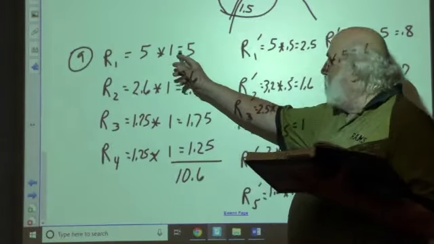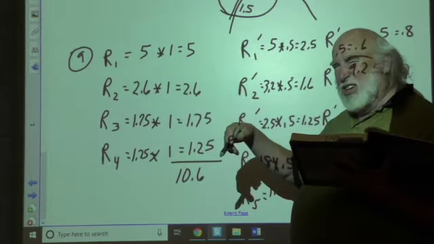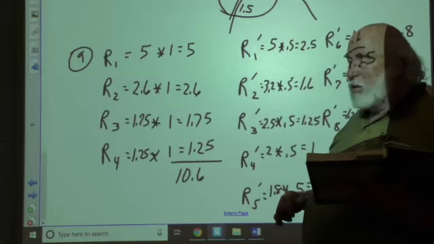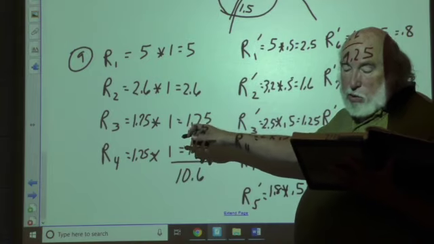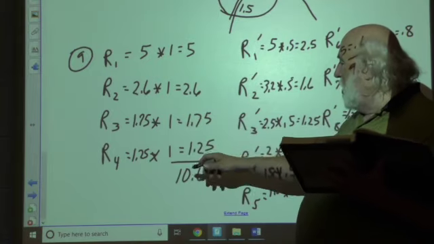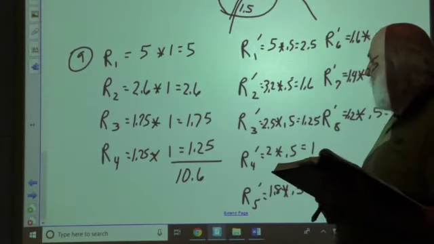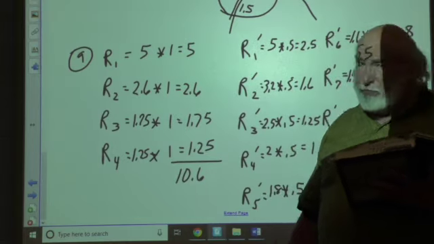We get 5 times 1. I estimated the next one to be about 2.6. It looks like a little bit above 2.5. You say 2.5, that's fine. You know, these are all estimations. 2.6. Next one looks like about 1 3/4, so I put 1.75. And the next one looks like about 1 1/4, so I put 1.25. I added these 4 up and I get 10.6.